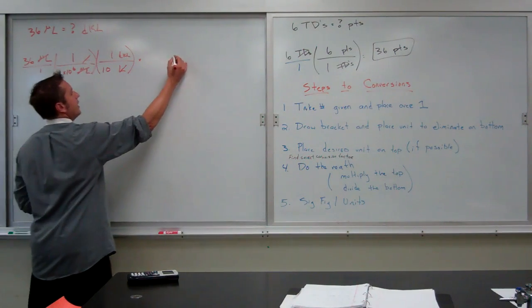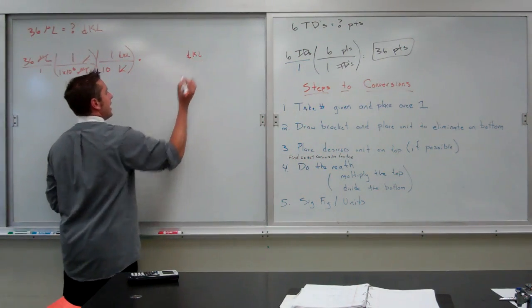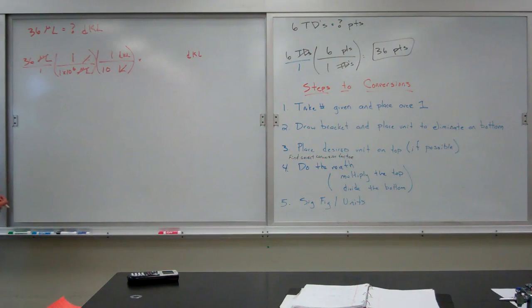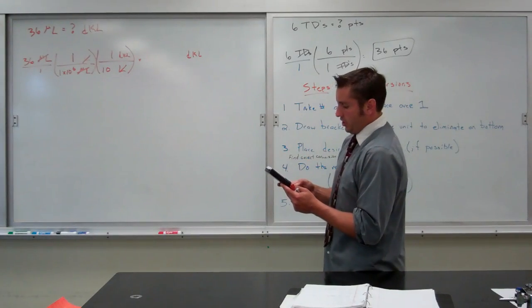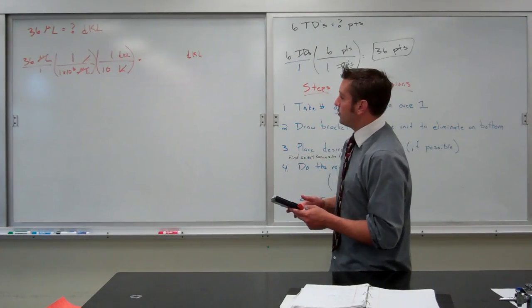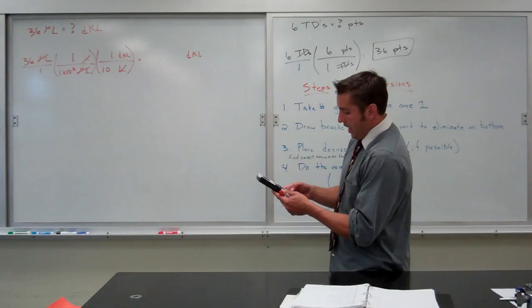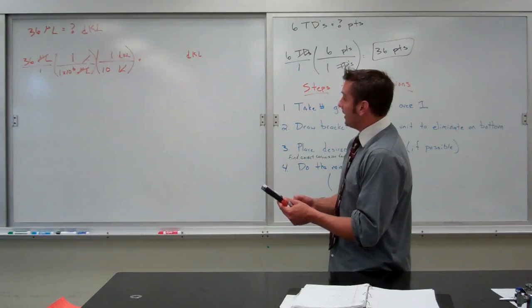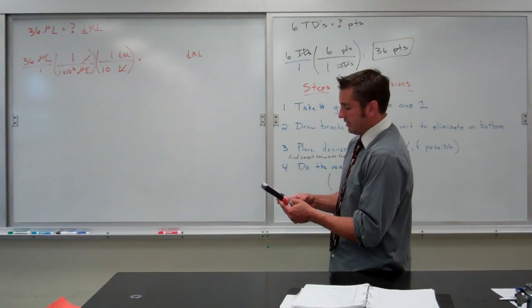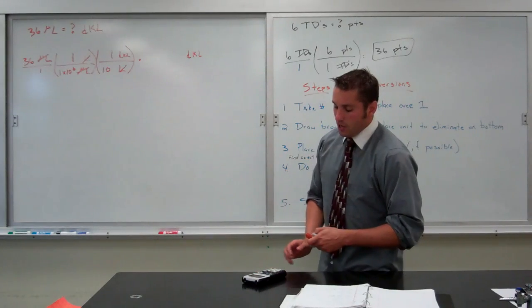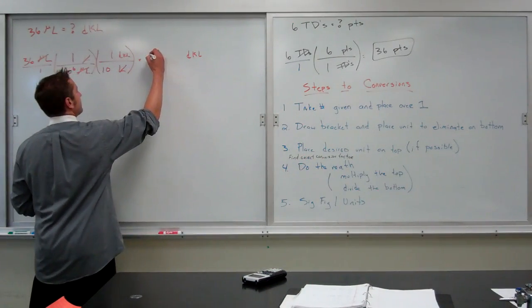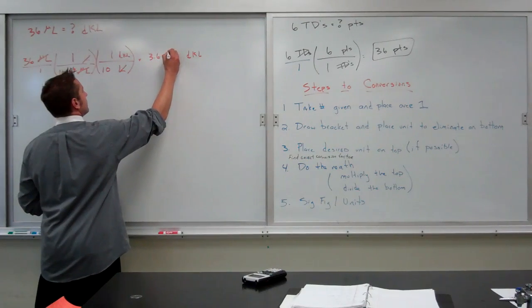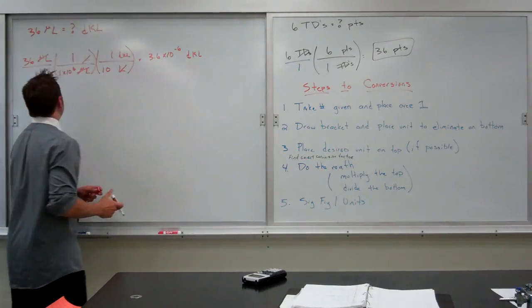Liters goes away, and I have decaliters. And now I just take a look and do the math. Multiply what's on top, divide on the bottom. The top is just 36 times 1 times 1, so you don't have to do that. Right? Divided by 1 second E6 divided by 10. My calc says 3.6 times 10 to the 6th. And the 6 is a negative exponent.